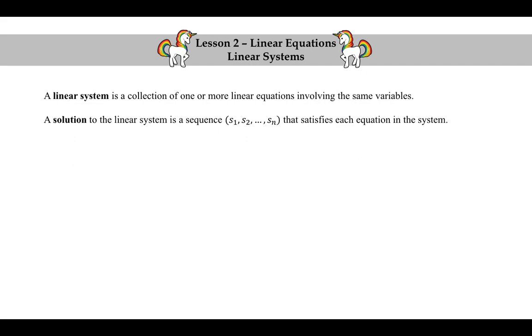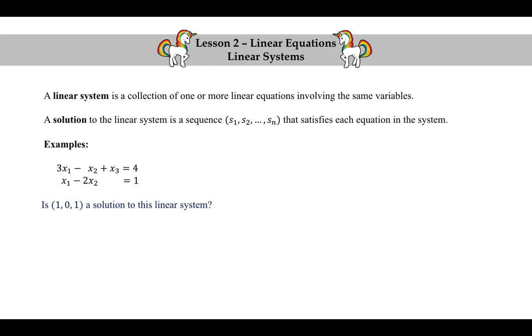A solution to the linear system is a sequence S1, S2 through Sn that satisfies each equation in the system. Let's look at some examples. 3x1 minus x2 plus x3 equals 4, x1 minus 2x2 equals 1. This is a linear system of two equations in three variables.